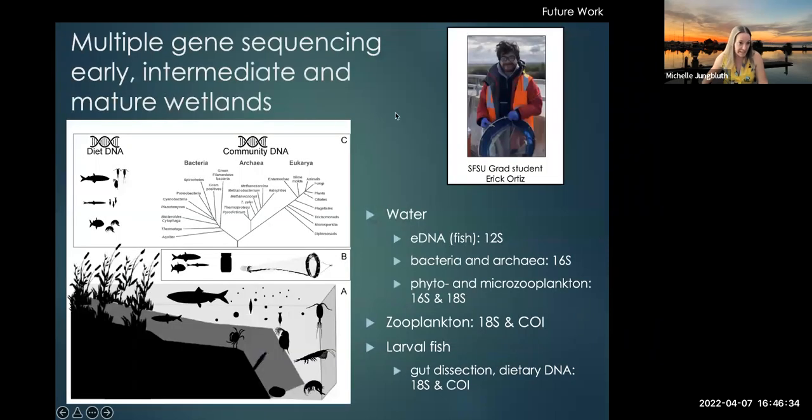So the general idea here will be multiple gene sequencing of early, intermediate, and mature wetlands, collecting water samples, zooplankton and larval fish, to look at what the fish are eating in the different wetlands and how that connects to what's being provided by the wetland itself, targeting different gene regions to look at different components of the assemblage. And my grad student, Eric Ortiz, is focusing on aspects of that for his master's thesis.